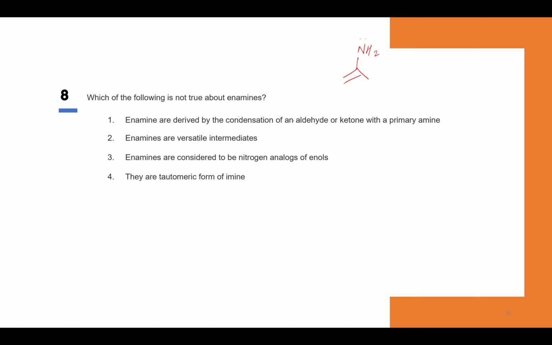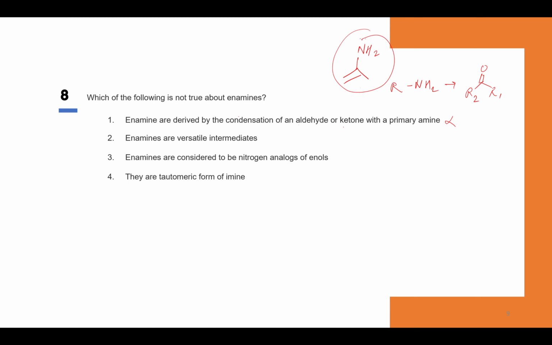The first option is enamines are derived by condensation of an aldehyde or ketone with primary amine. What is condensation with primary amine? Primary amine means we have NH2, and condensation with aldehyde or ketone. Suppose we have this way. Okay. So if condensation happens, do we get enamine? No. Let's check the other options for our confirmation.